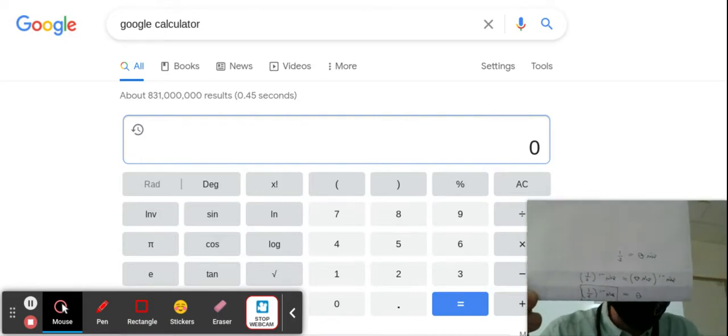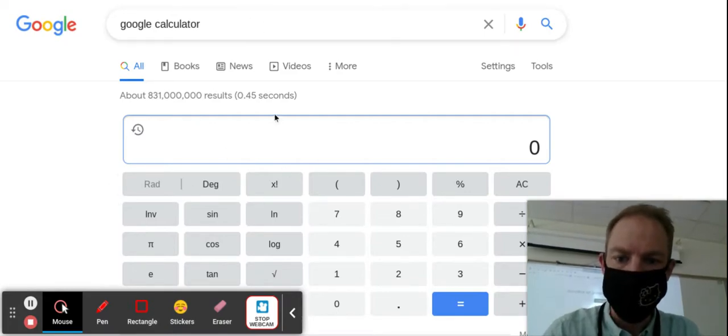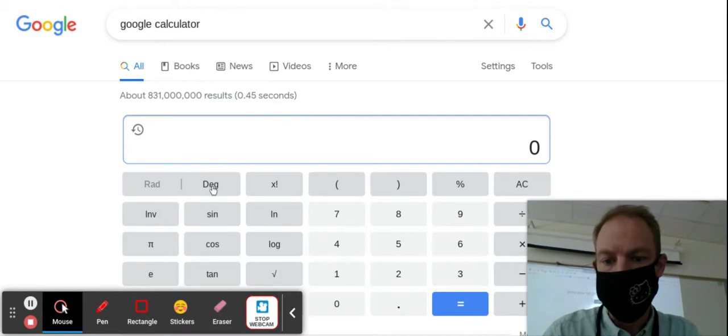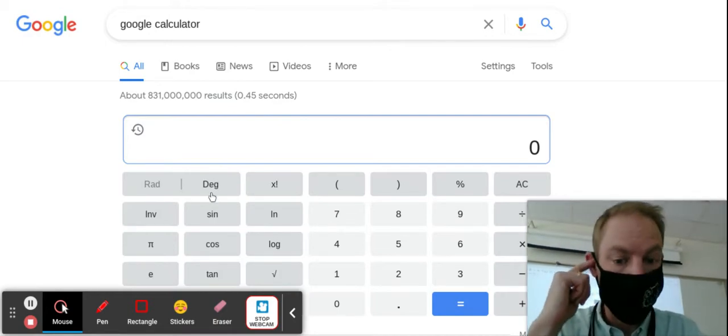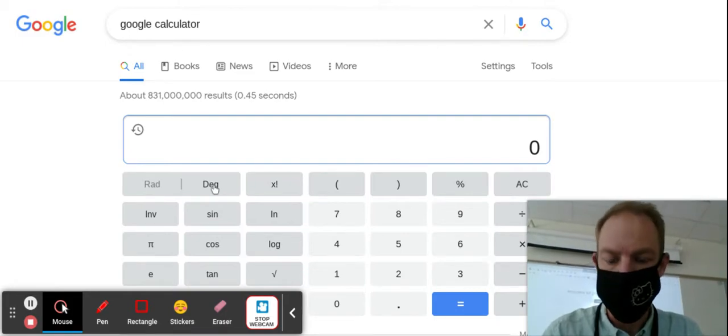So you have theta equals inverse sine of 1/2. And that is what we want to evaluate. So as we were saying, Google Calculator, this is the result. You want to make sure that degree is in black print and you want radian to be in gray. This tells you that you are in degree mode.